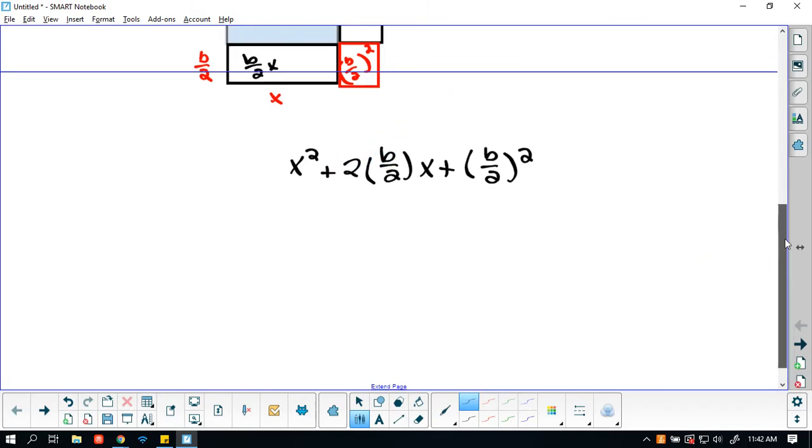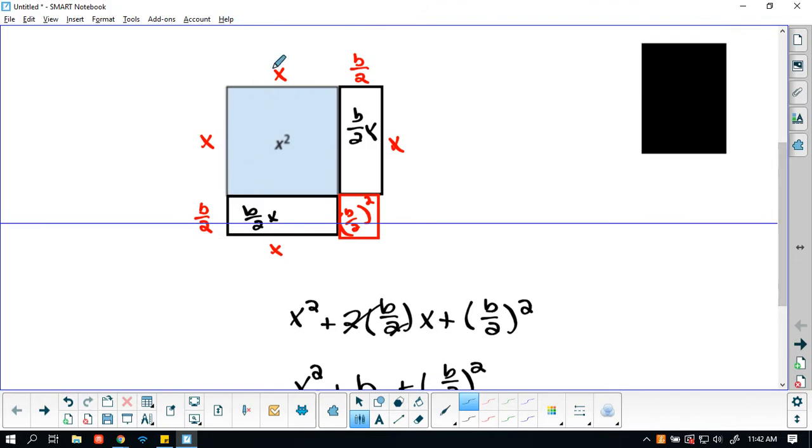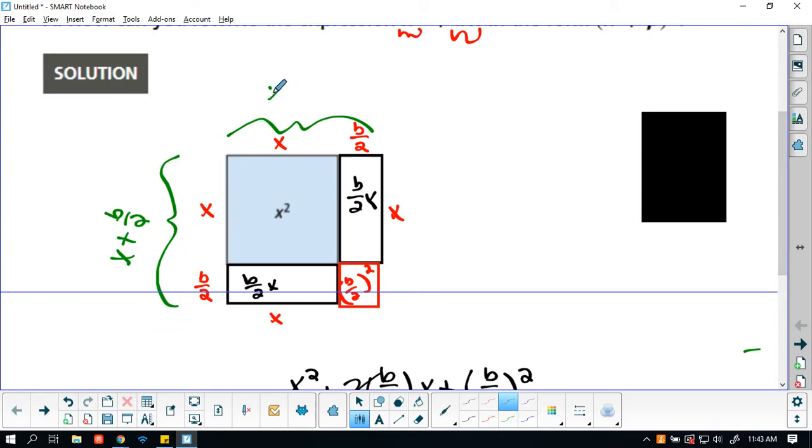Right, and this physically makes a perfect square. So these cancel out. We have x squared plus b divided by 2 squared. And the pieces that make up this, the length and the width of this, so this full length is going to be x plus b divided by 2. This full length here is going to be x plus b divided by 2.